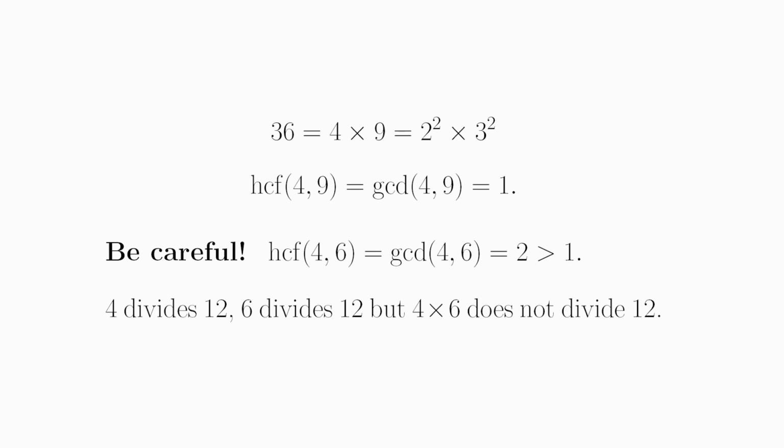is 1. For example, 4 and 6 both divide 12, but 4 times 6 does not divide 12. The reason for this failure is that the highest common factor of 4 and 6, the GCD of 4 and 6, is 2, which is bigger than 1.